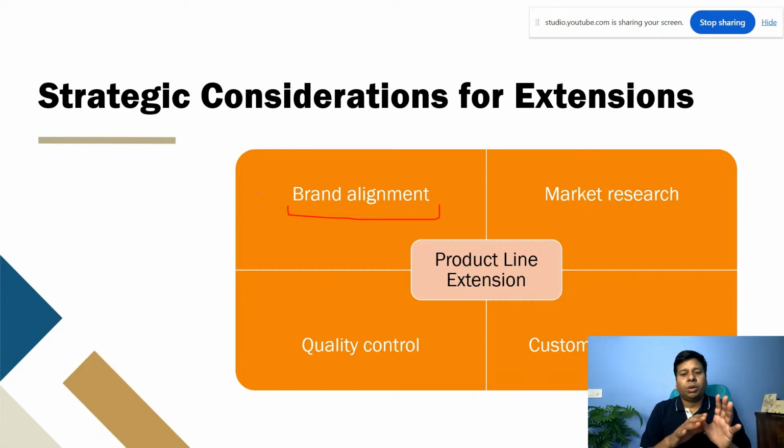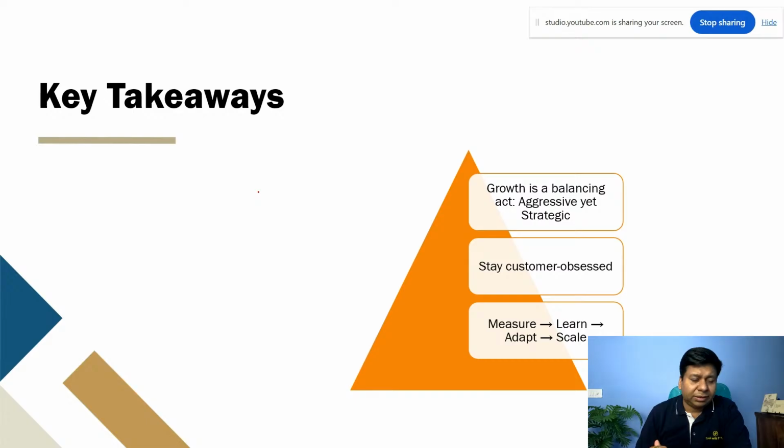So these are the strategic considerations when we are planning to extend our product line. A few key takeaways from this webinar. Growth is a balancing act, aggressive yet strategic. So do not be too happy. Celebrate, but focus on the strategy. What strategy should I consider while I'm in the growth stage?